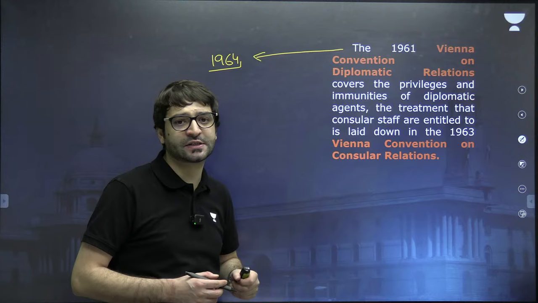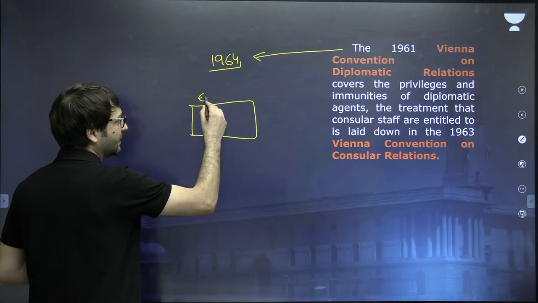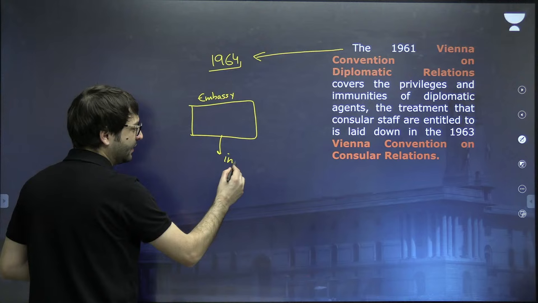which entered into force in 1964. According to this, if this is the embassy, this embassy is inviolate.